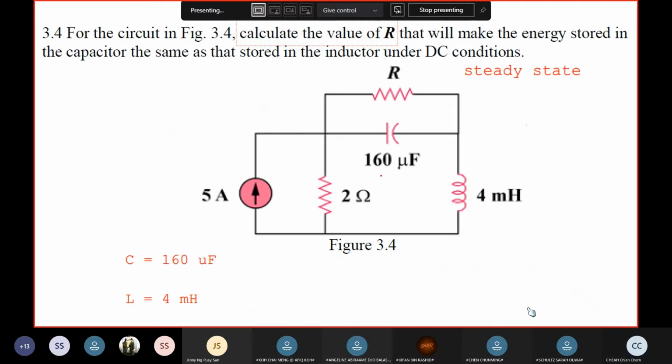Okay, next, question 3.4. It says to calculate the value of R. Now this question is actually the other way around, right? Usually you're given R and you try to find something, but this question says to design the resistor so that the energy stored in the capacitor will be the same as the energy stored in the inductor. Right, so this means what?